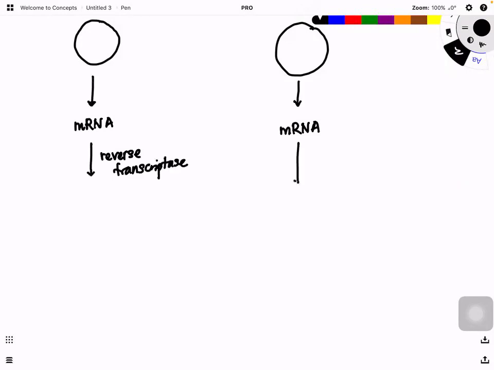We use a reverse transcriptase on both samples. But special this time, the nucleotides that we use here are fluorescence labeled. Let's say for the cancer cells, we label them with the red fluorescent dye.